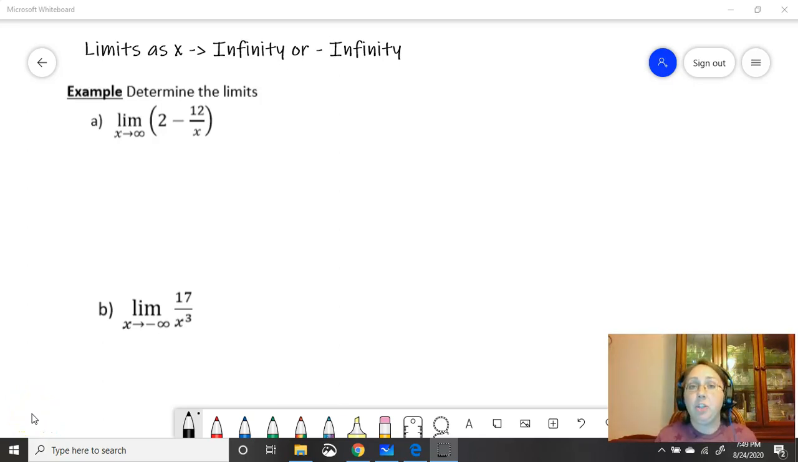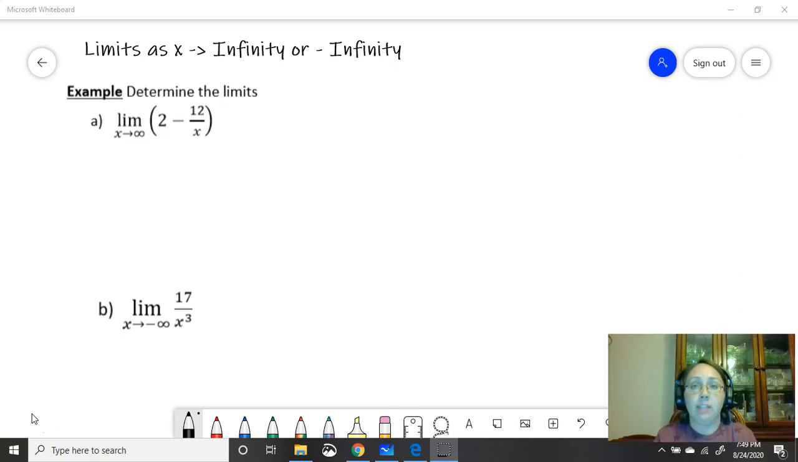Okay, so we're going to continue the discussion of the limit as x goes to infinity or negative infinity. What we're really looking for, just like we saw in the previous video, is what happens as x goes out to the left and to the right on a function. So what we're going to be discovering here is the horizontal asymptotes for each of these problems.